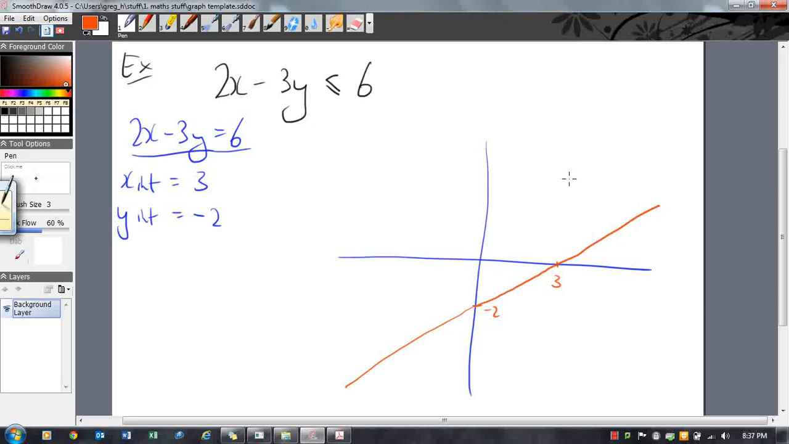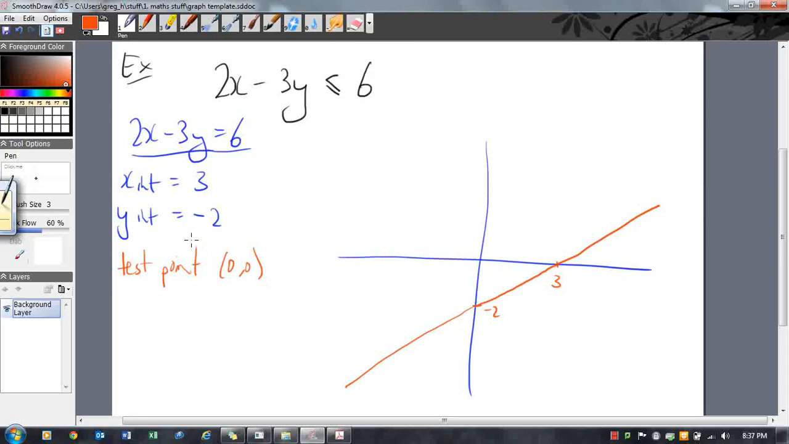The only last part to figure out is whether it's shaded in this side or shaded in this side. They're called half planes. It's half of a plane. Which side is true? Let's take a test point. What will my test point be? Well, the easiest test point you'll ever do is 0, 0.